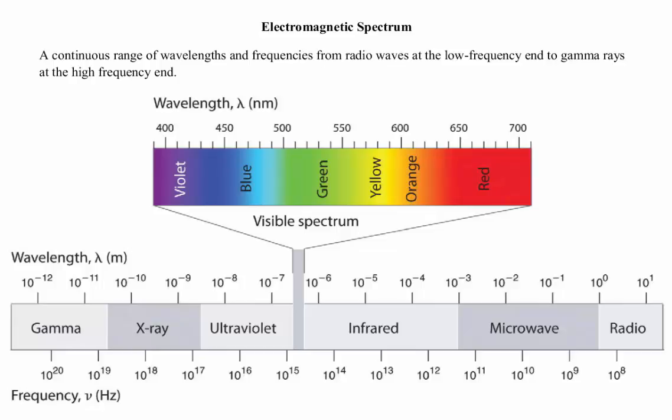Today's topic will cover the electromagnetic spectrum, and that is a continuous range of wavelengths and frequencies from radio waves at low frequencies to gamma rays at the high frequency end. Below that, I have an example of what an electromagnetic spectrum would look like.